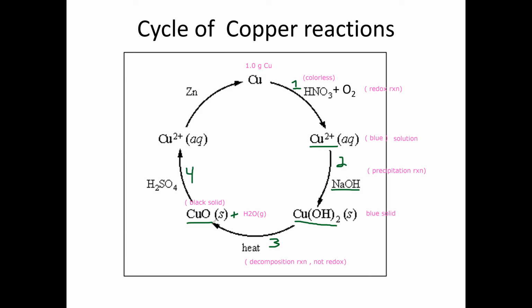In step 4, we're going to take our copper 2 oxide, it's an oxide, and we're going to react it with sulfuric acid. Now remember I said earlier that oxides can behave as bases as well. So we're going to react this copper 2 oxide with sulfuric acid. This is our acid-base reaction. So step 4 is the acid-base reaction. And so we go from a black solid to copper 2+ ions in solution. So this is going to be a blue solution. So we go from a black solid to a blue solution again.